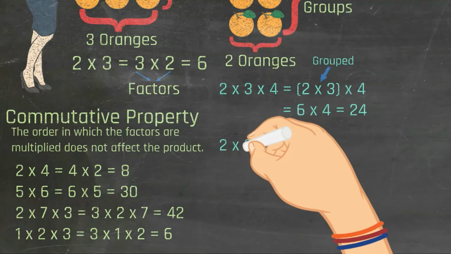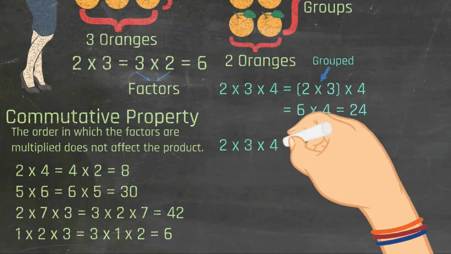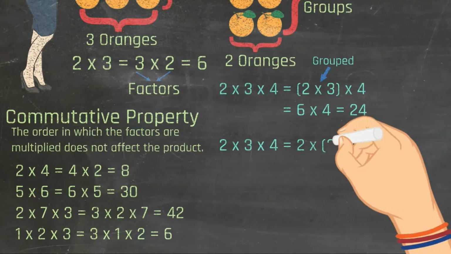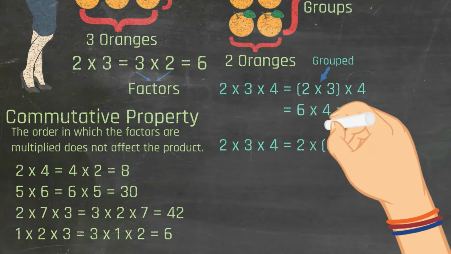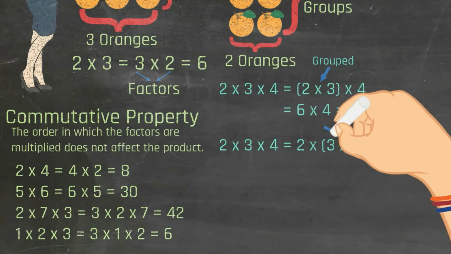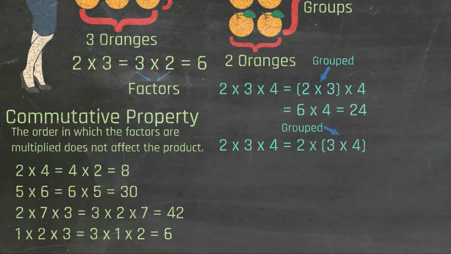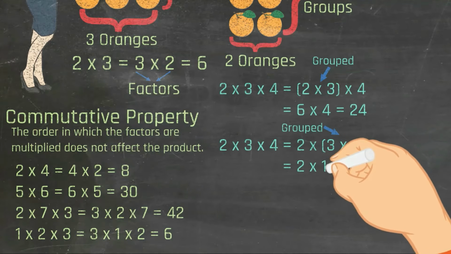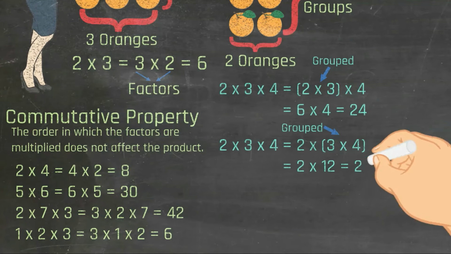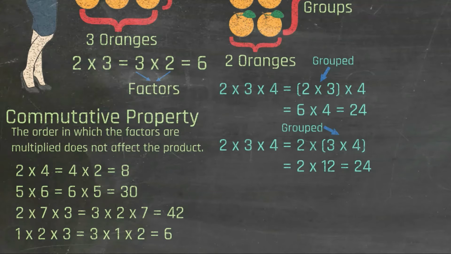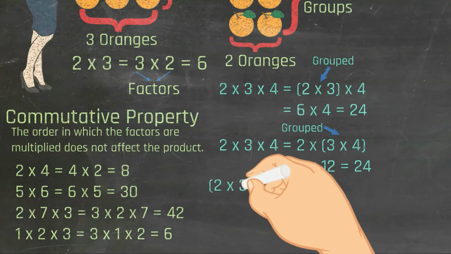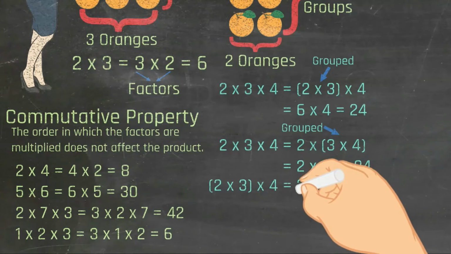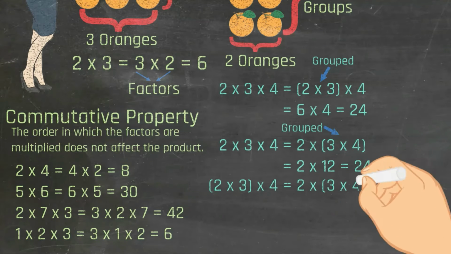2 times 3 times 4 can also be written as 2 times the quantity of 3 times 4. 3 and 4 are grouped. This means 3 and 4 have to be multiplied first. 3 times 4 equals 12. The expression then becomes 2 times 12, and this is equal to 24. Therefore, the quantity of 2 times 3, times 4, is equal to 2 times the quantity of 3 times 4.